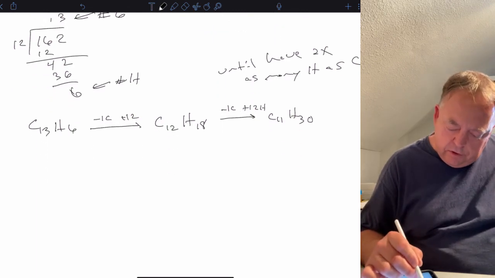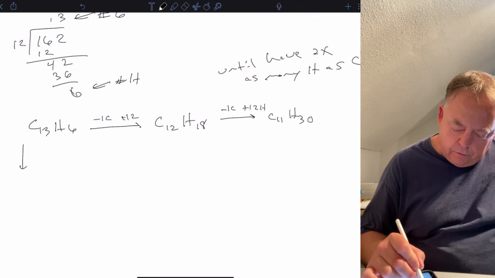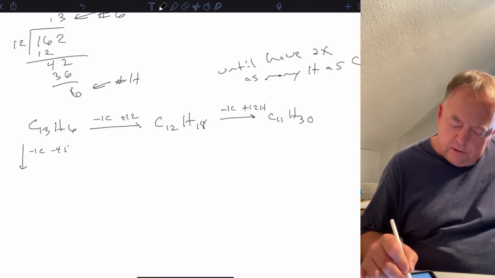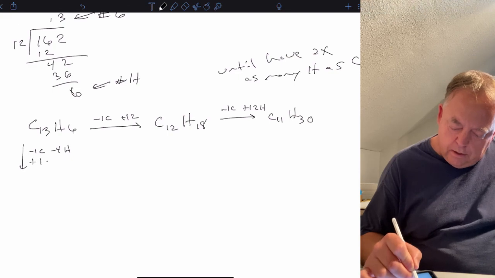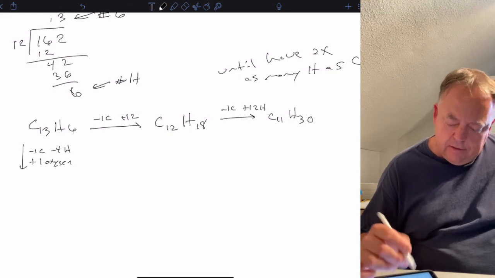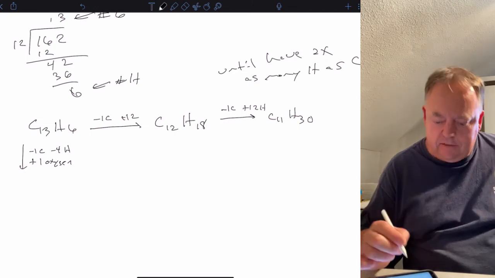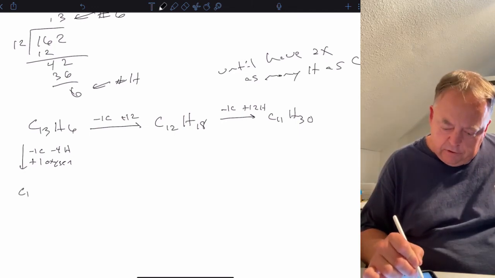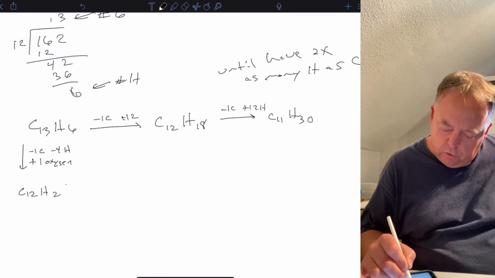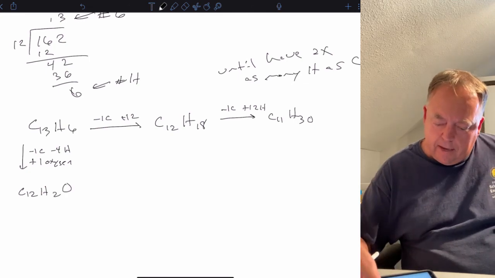Okay, and then we want to go vertical and get other formulas as well. When we go vertical, we're going to take away 1 carbon and 4 hydrogens, and we're going to add 1 oxygen. So 1 carbon is 12, 4 hydrogens is 4, so that's 16. Oxygen has a mass of 16. So if we go to C12H2O, that would also have a mass of 162.